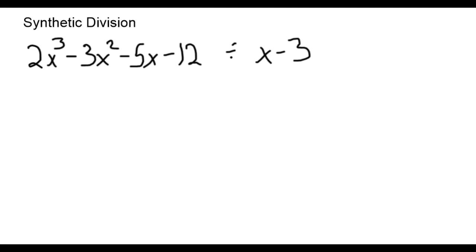Next thing we're going to talk about is synthetic division. Okay, trying to accomplish the same thing we just did with polynomial long division, except synthetic division is kind of a neat trick we can do. A lot of people find it easier to use, but we can only use it in certain circumstances.